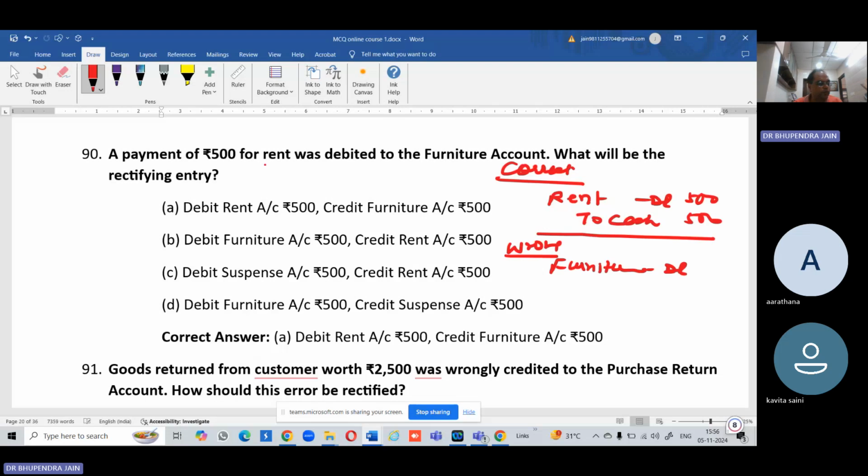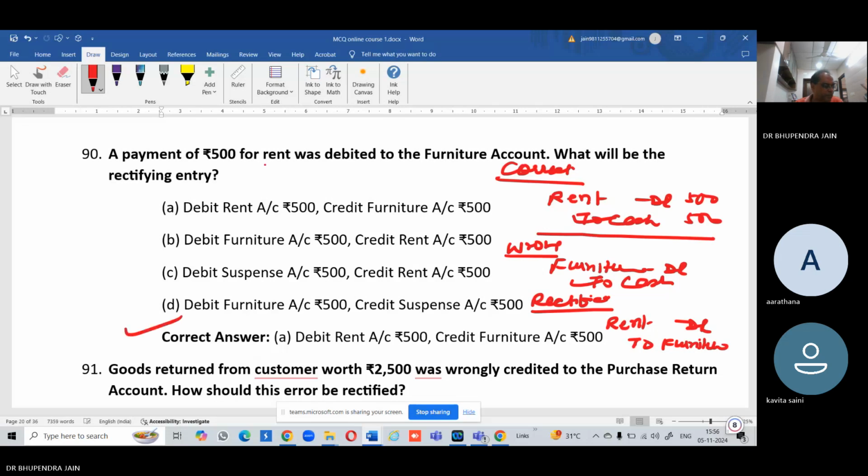So cash is on the correct side. What is the rectified entry? Write down the correct in a correct manner. The wrong entry we should reverse. So rent account debit to furniture.